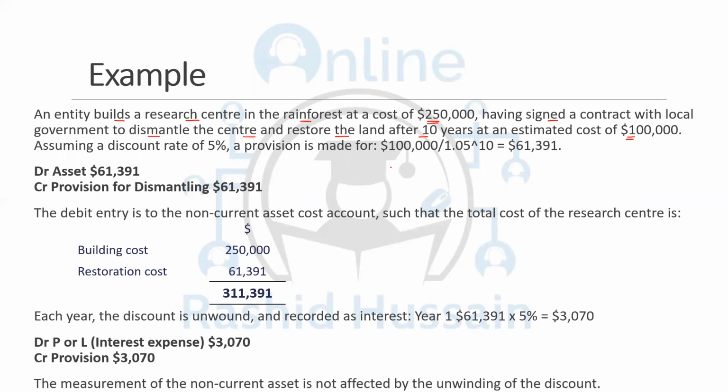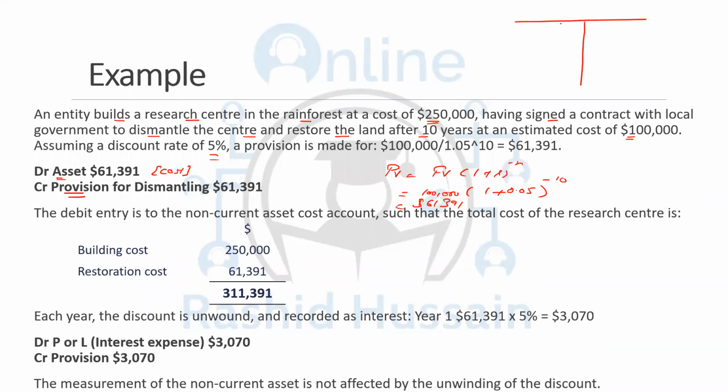Now we know the formula. The present value is the future value times (1 plus r) raised to the power minus n. The future value is 100,000, the interest rate is 5%, so 0.05, and the number of years is 10. So the present value of this is 61,391. The initial entry is going to be debit asset, because we are going to make this expenditure part of the asset cost, and credit provision, because it's a liability of uncertain timing and amount.